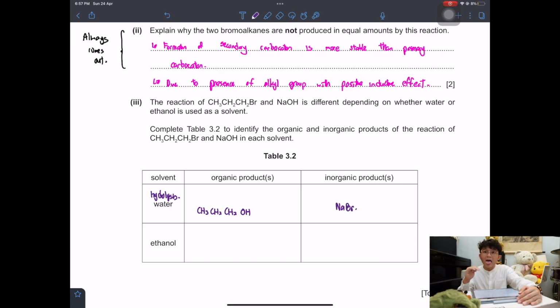If you put it into ethanol, then the H and Br will get removed. I know this Br will be gone, and this hydrogen will be gone as well. So HBr is removed. At the same time, H2O is also removed. Remember, in elimination we always remove H and Br. So guys, please write it down.